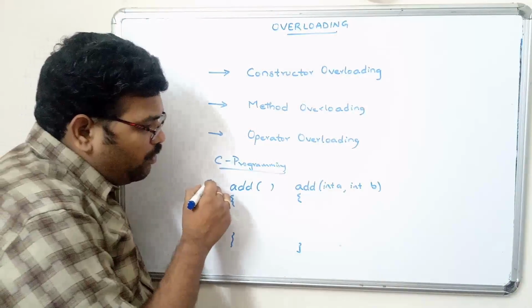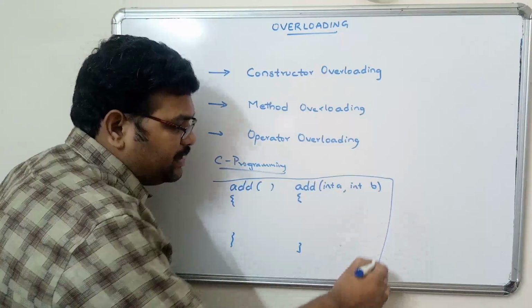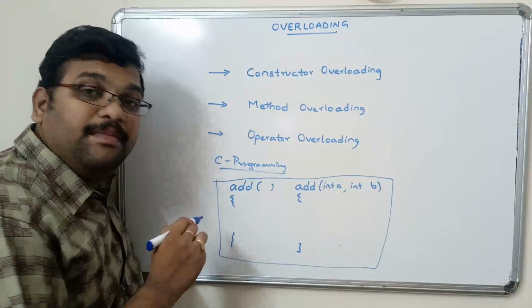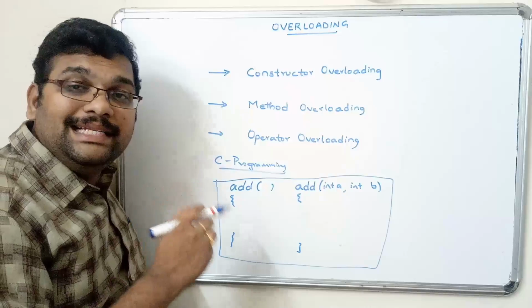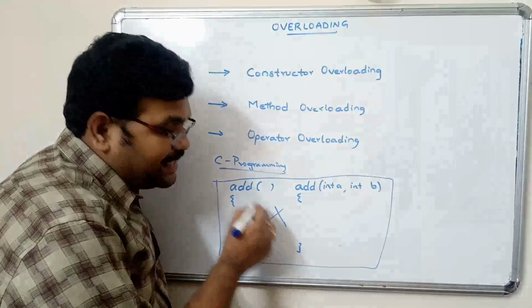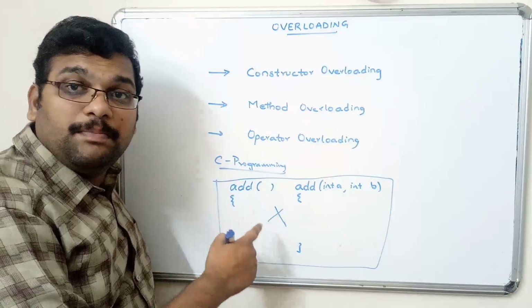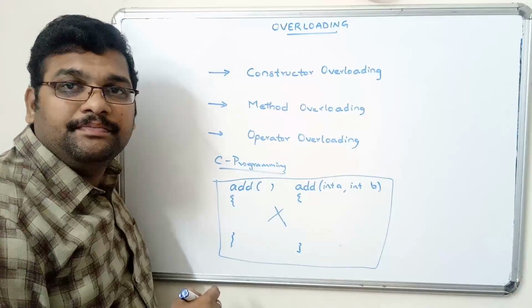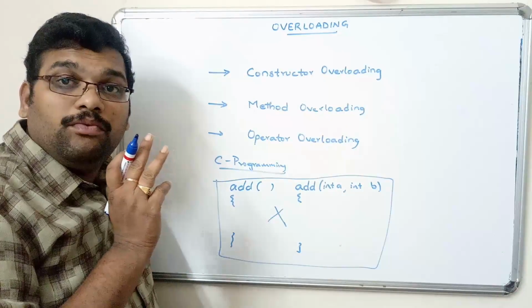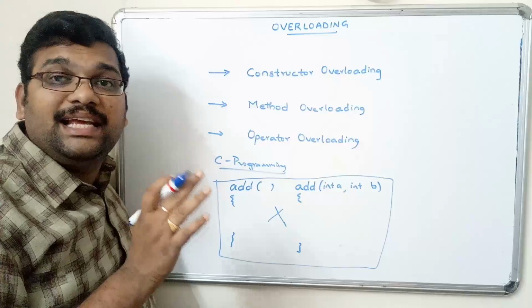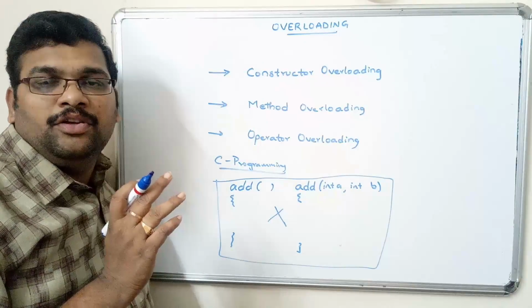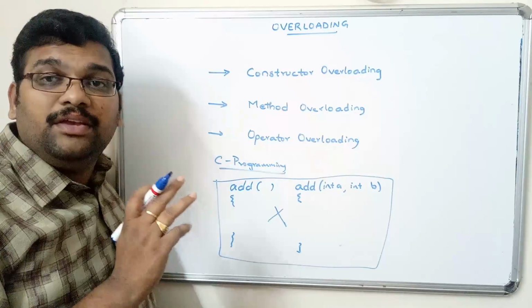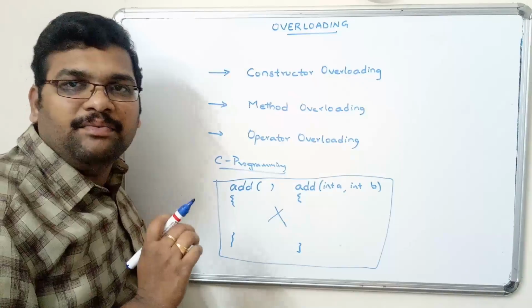So if you are trying to write such a type of functions with the same name and different parameters in C language, it will not accept. This is not supported in our C language. Right? So no two functions must share the same name. So every function must have a unique name in C language.